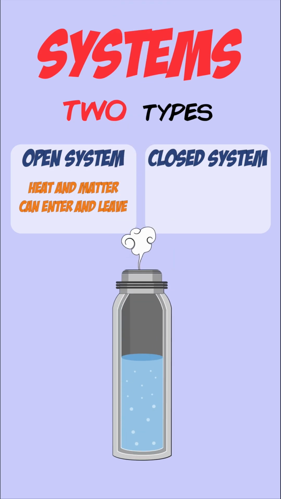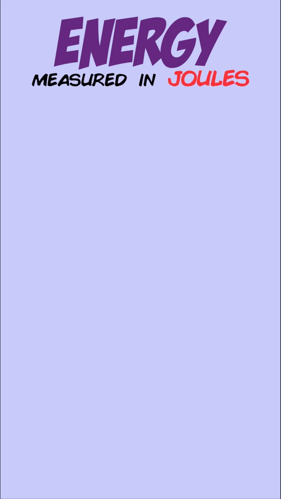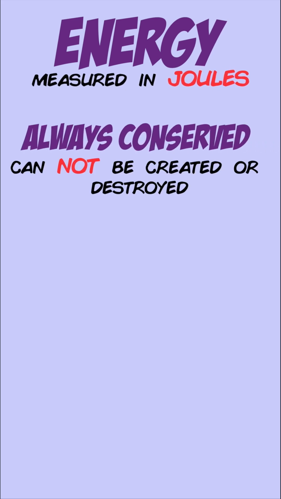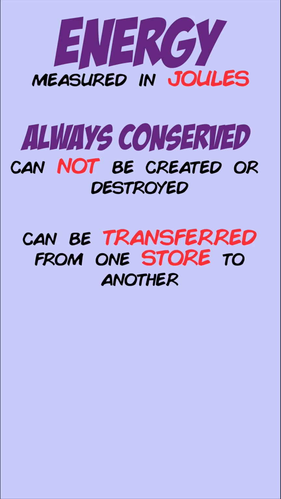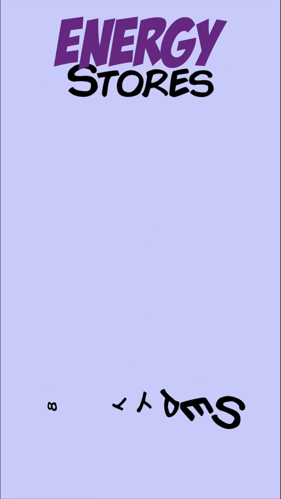But in a closed system, heat and matter cannot enter and leave. So in this example, it would be like closing the lid of the thermal flask. Energy is measured in joules and it's always conserved. So this basically means that energy cannot be created or destroyed. It can only be transferred from one store to another. There are 8 different types of these energy stores.